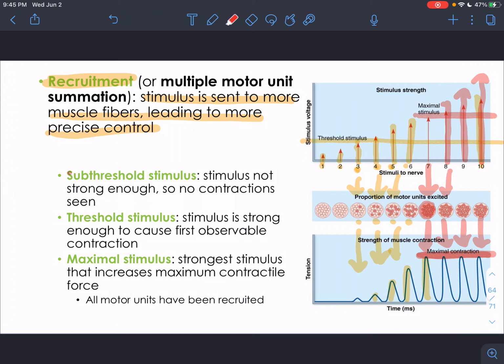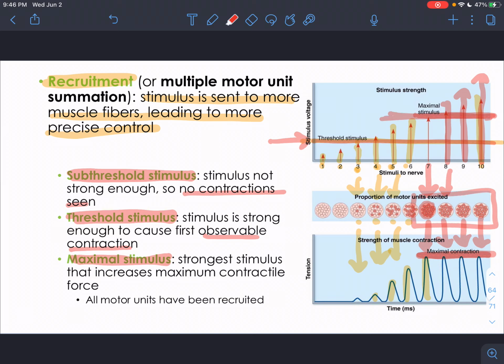So there's a few terms you're going to need to know. A subthreshold stimulus is a stimulus that doesn't reach this threshold, so we will not have contractions seen. A threshold stimulus is strong enough to recruit muscle fibers, so you will have some observable contractions. And then the maximal stimulus is the strongest stimulus you can have to reach that maximum muscle fiber recruitment and the maximum contractile force. All motor units have been recruited for the maximal stimulus.